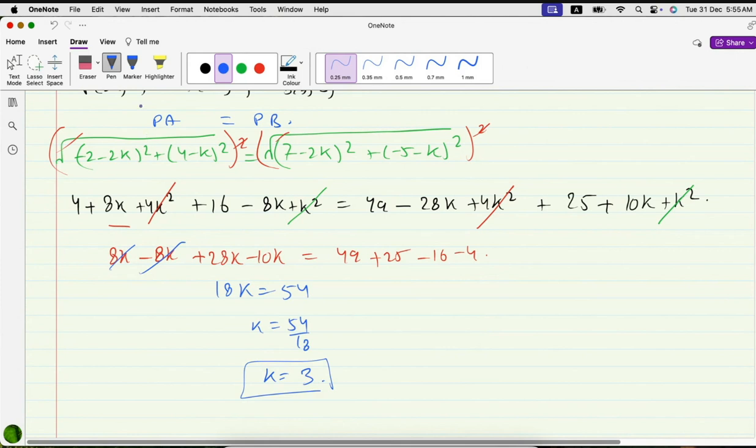The other way would have been to solve only one hand side and end up with one answer, and then the other, and then just equate them.